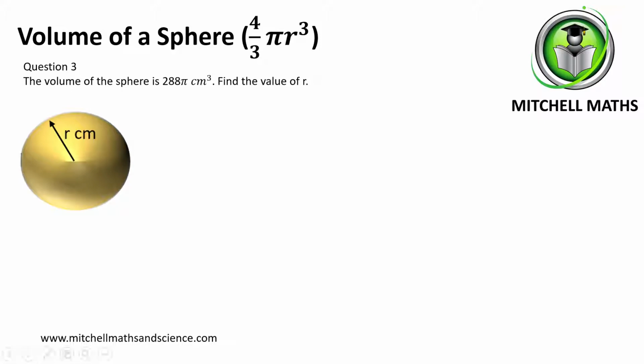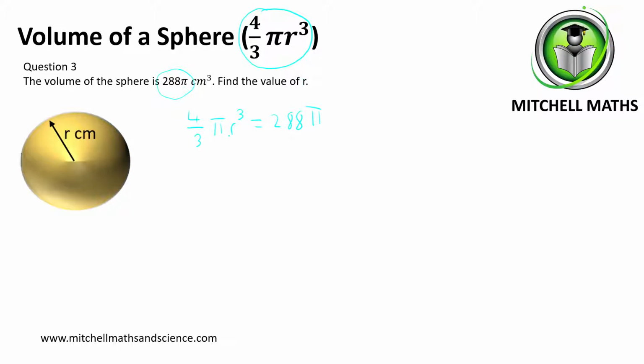Now we know the formula of the sphere is 4/3 pi r cubed, and we know the value of the actual volume, and that means that those two are going to be equal, because you use this formula to find the volume, and we know the volume is 288 pi. So we've got this equation, and the question's asking us to find the value of the radius r.